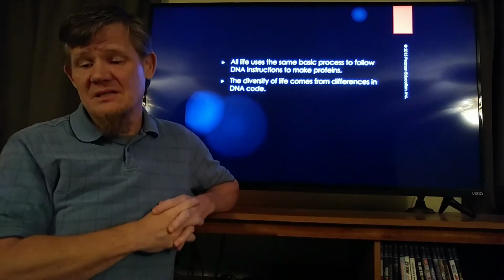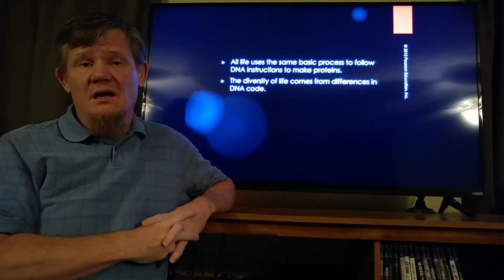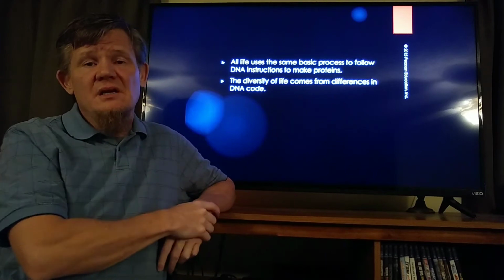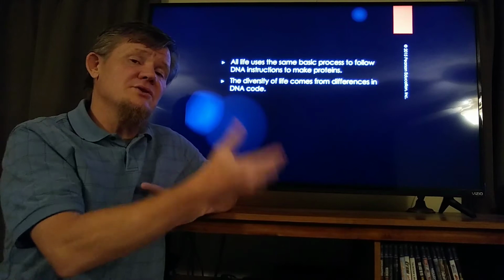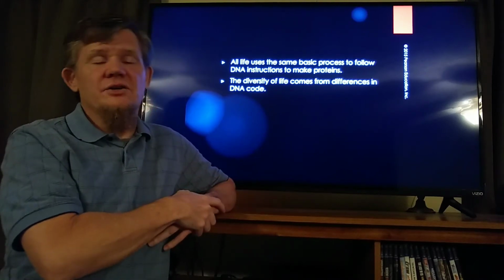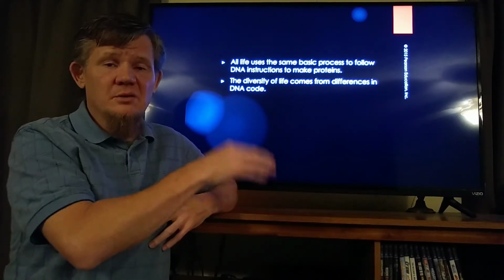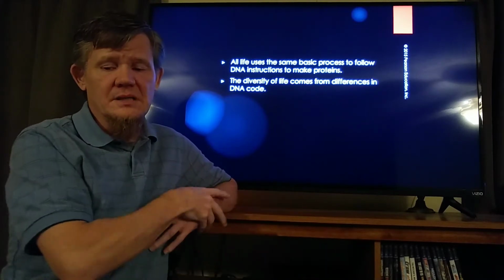All life uses the same basic process to follow DNA instructions and turn them into finished products. Following the instructions, a gene, and turning them into a product. So you read the recipe, you put the things together that it says, and you end up with a product.